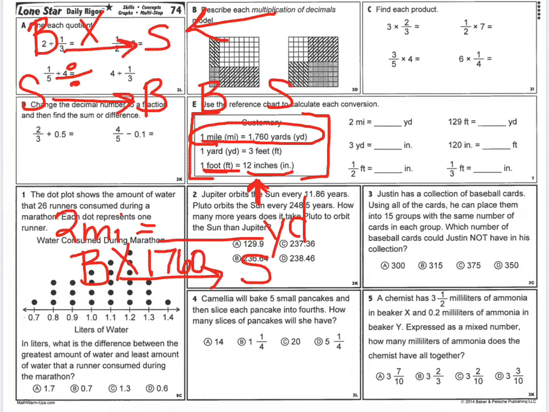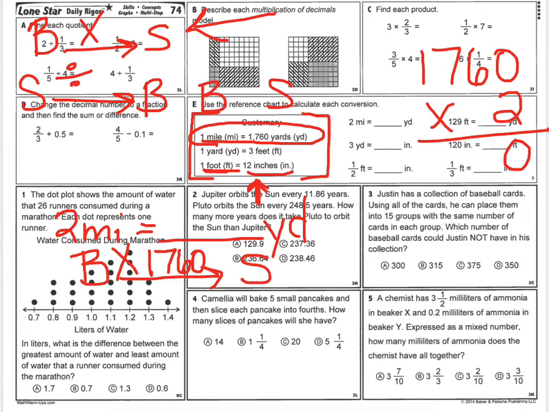1,760. So 1,760 times 2. 2 times 0 is 0. 2 times 6 is 12. 2 times 7 is 14, plus 1 is 15. And then 2 times 1 is 2, plus 1 is 3. So 3,520 yards. So 2 miles equals 3,520 yards. That was a big to small.